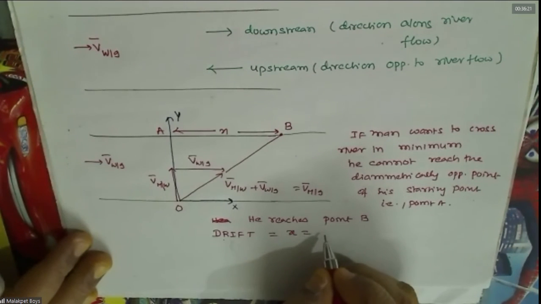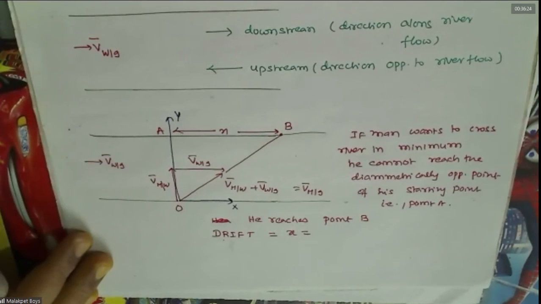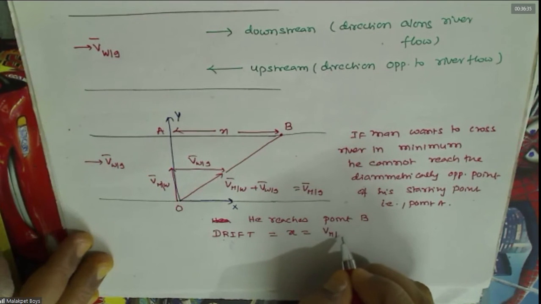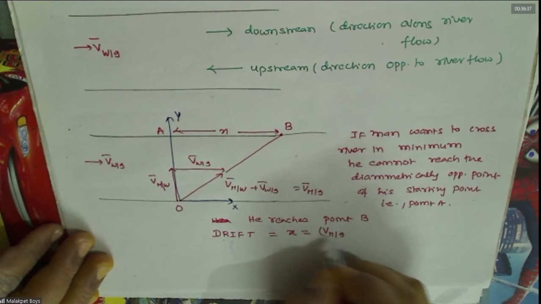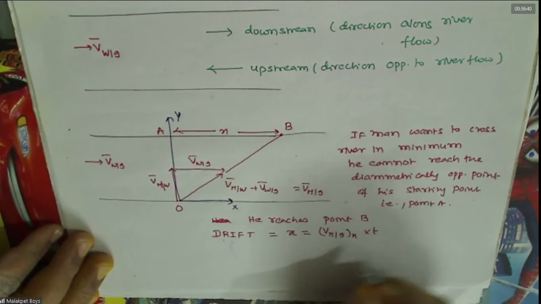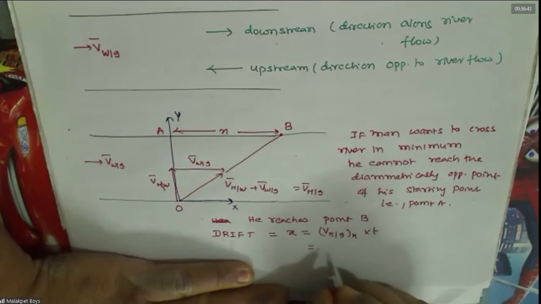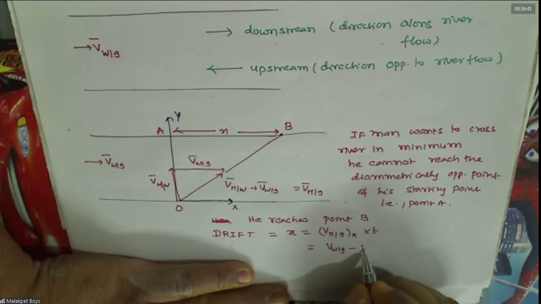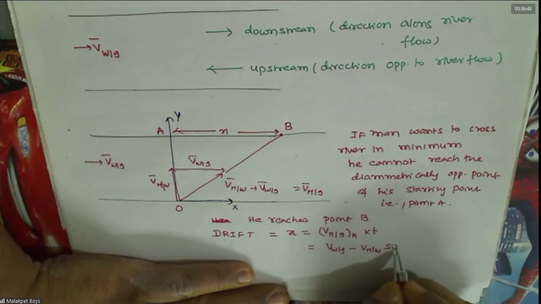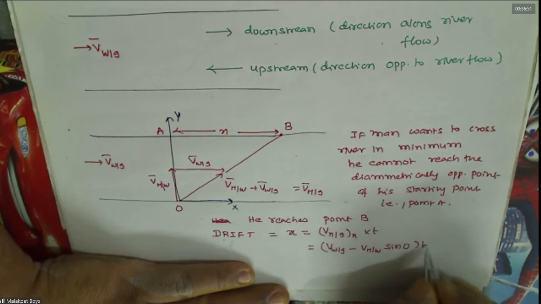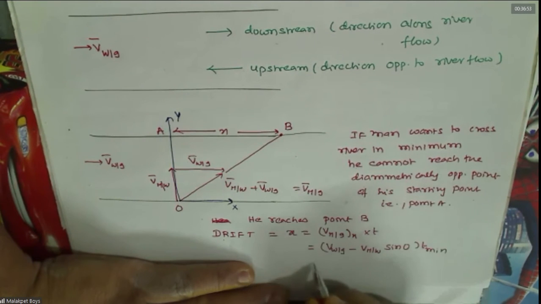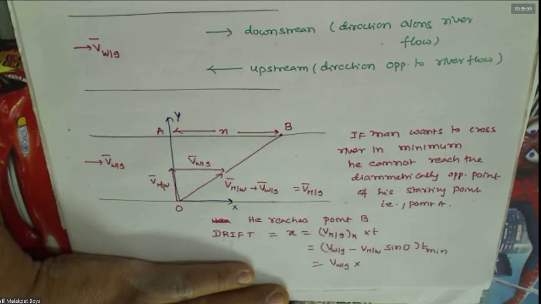This is nothing but X, which you already got here. Previously, write the value of X. X is nothing but the velocity of the man with respect to the ground in the X direction into T. This is the velocity of water with respect to ground minus sine of what angle? 0, into T. Do you agree with this? So finally this is 0. What is the minimum time you already got here?